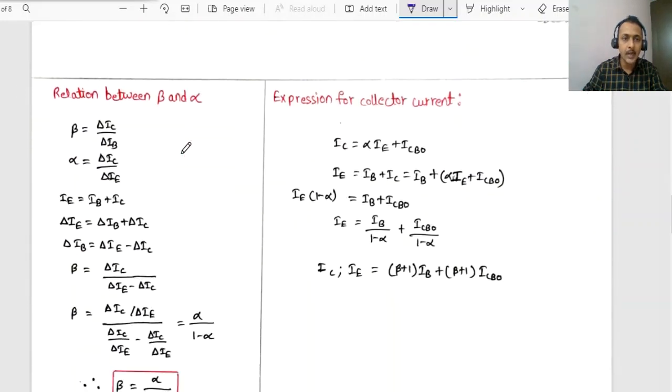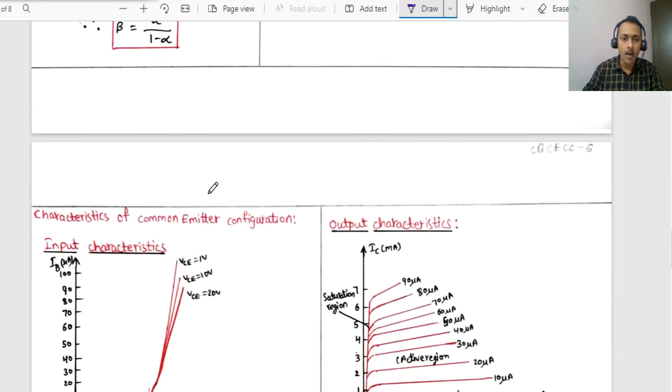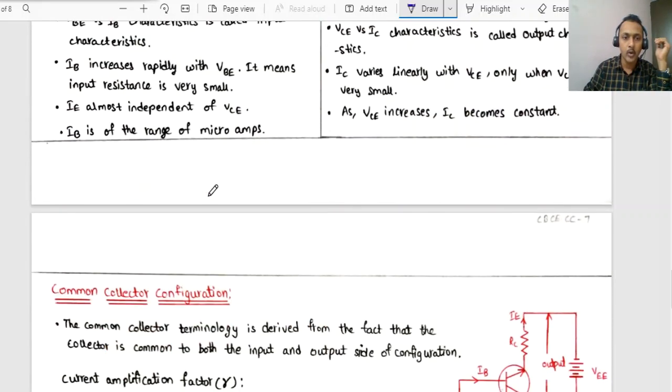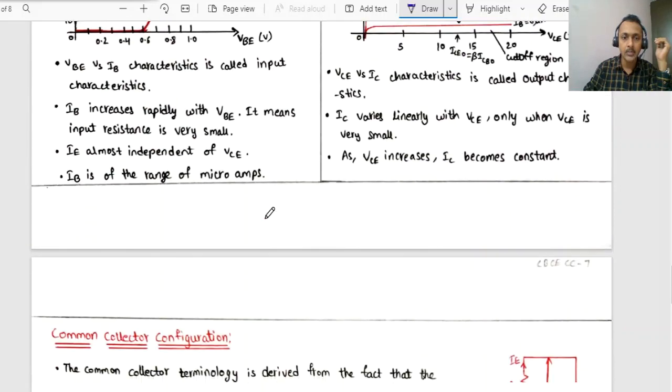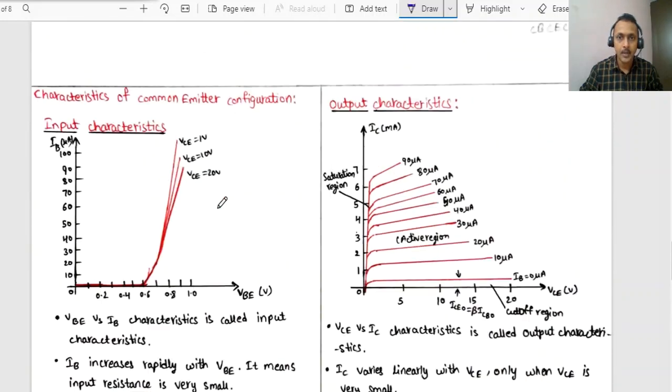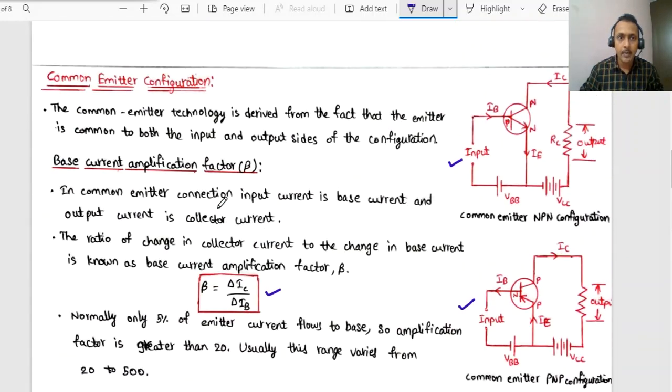We will also discuss the relationship between beta and alpha. At last, we will discuss the input and output characteristics of common emitter configuration. This is what we are going to discuss in this video. In another video, we will discuss the common collector configuration. Totally, the common base, common emitter and common collector configurations are divided into 3 videos as per your syllabus requirement.